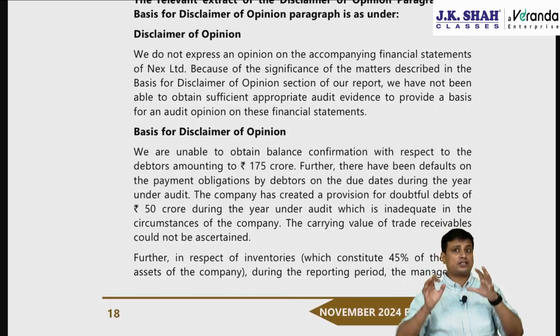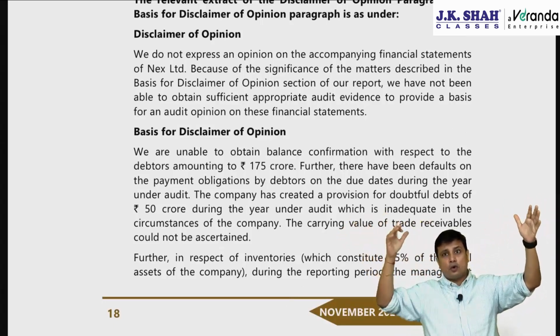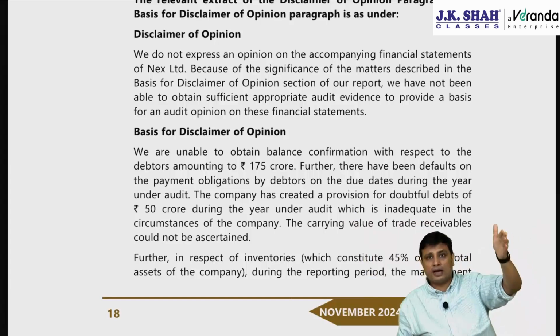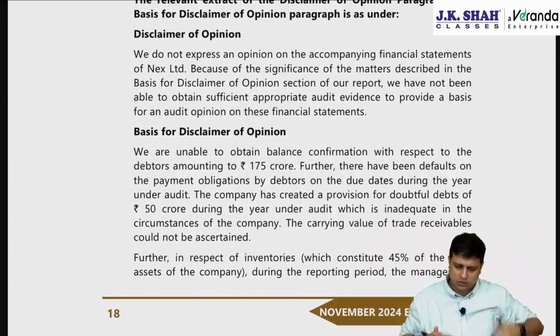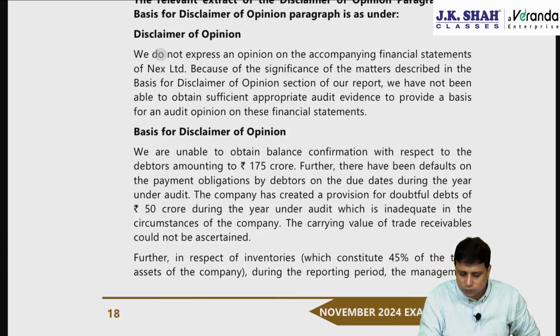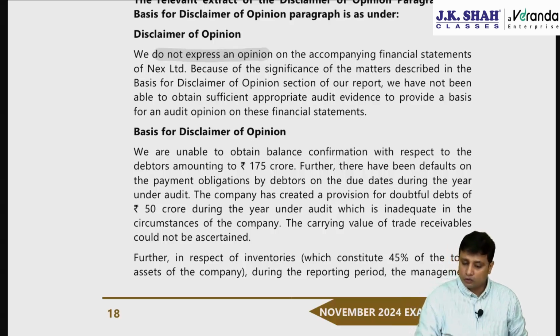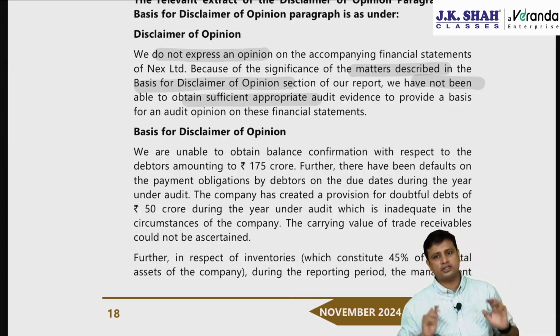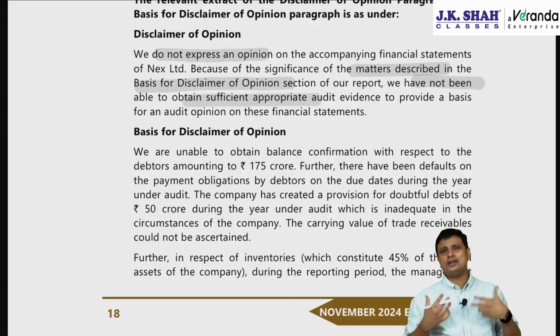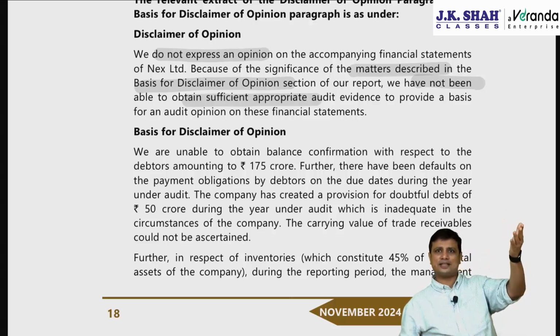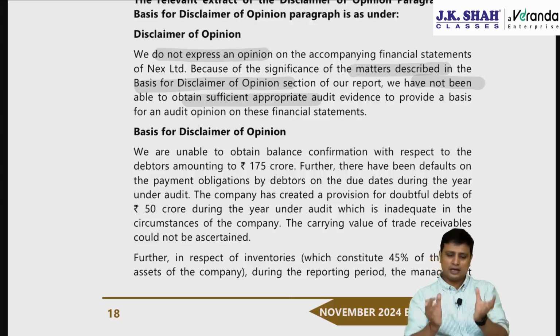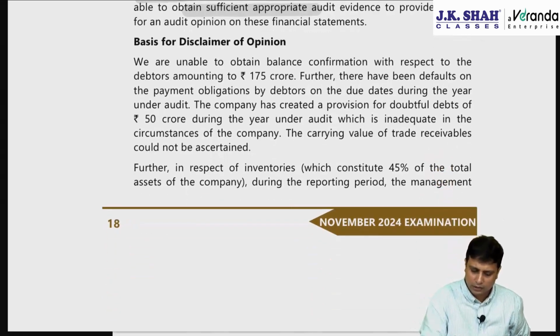Now we will have to write the opinion para and we will have to write basis for opinion. If you recollect our lectures, for opinion para we have made a table where we know how to write every para, for example qualified, unmodified, adverse and disclaimer. So it is going to be very simple. We do not express an opinion on the financial statement of Next Limited because of the significance of the matter described in the basis for opinion section of our report. We have not been able to obtain SAAE to provide a basis for our audit opinion on this financial statement. Now for basis for opinion, you need not take a lot of effort because whatever is given in the question, you just need to rewrite those things. So here in the basis for opinion, you will write whatever is given in the question.